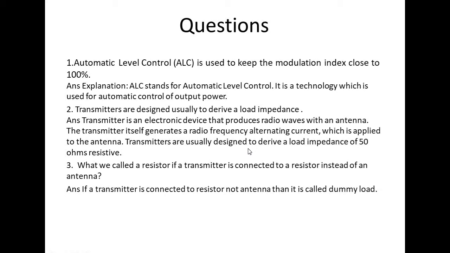The next question, transmitters are designed usually to derive a load impedance. The answer for this question is transmitter is an electronic device that produces radio waves with an antenna. The transmitter itself generates a radio frequency alternating current which is applied to the antenna. Transmitters are usually designed to derive a load impedance of 50 ohms resistive.